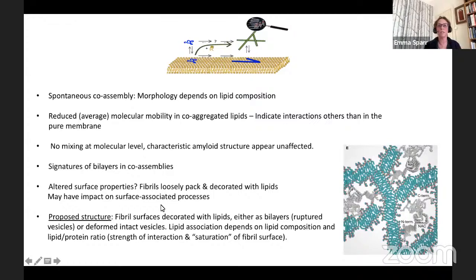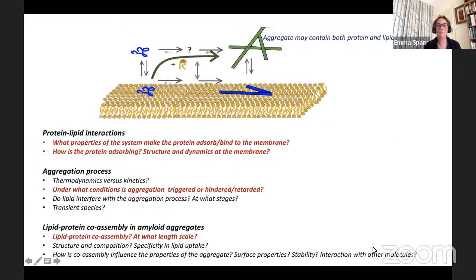And we also see this tangling or less close packing of fibrils, which may be due to differences in surface properties. So the proposed structure is something like this: we have the core as normal with fibrils, but decorated with lipids. And there I tried to discuss different aspects of this rather complex problem.